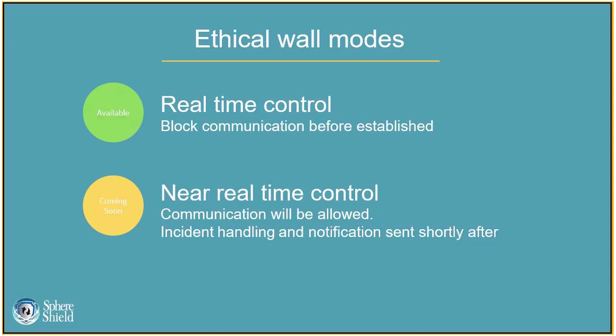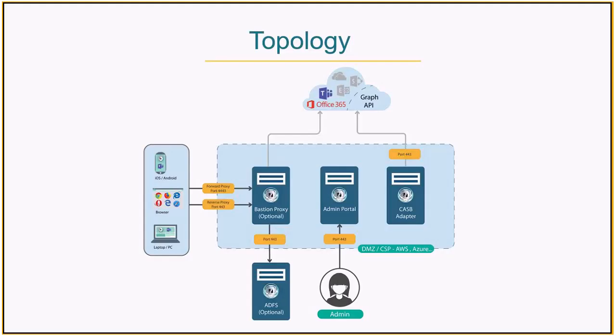The Ethical Wall modes, similarly, offer real-time and near real-time. The real-time blocks communication before it's established, as you've seen in the movies, and we are now working to release a near real-time control in which communication will be allowed in some cases. In some we can prevent, but in many we cannot prevent in near real-time. But in any case, when communication is established, we immediately create an incident and handle this. For example, we delete the message, but still, because it's near real-time, the message was sent before we were able to block it.